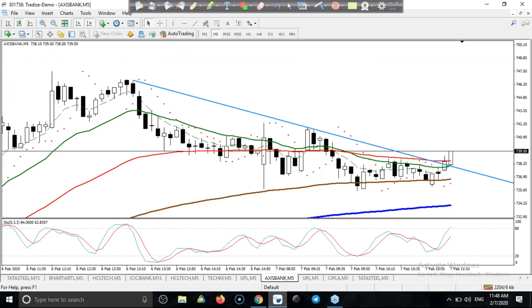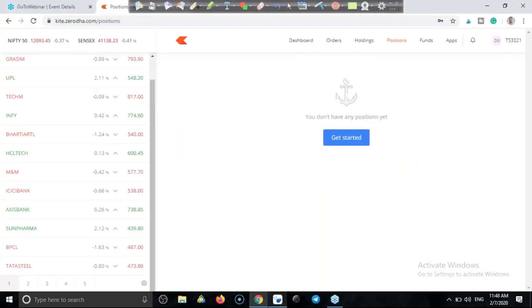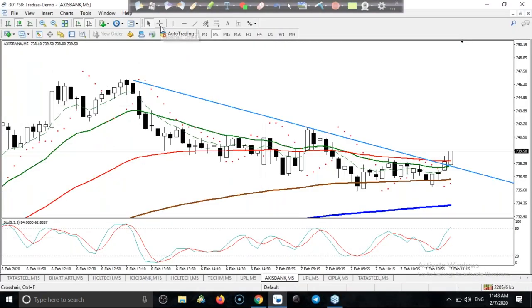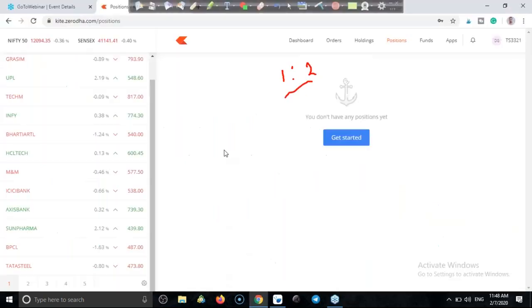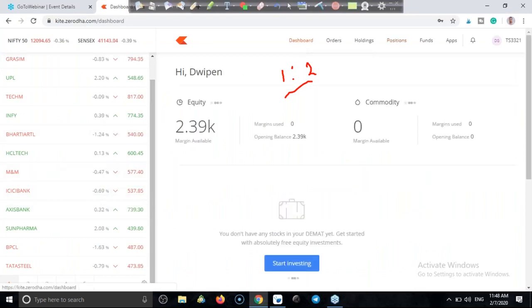Now you can see exactly where they broke here, and at that time you can see where the lower point is, somewhere here. It's just showing 3 rupees below, and our target will be 6 rupees somewhere here. We are maintaining a 1:1:2 trading ratio. So let me show you. Suppose, where is Axis Bank? Yeah, let me show you here. This is the account. Suppose it's just showing 2000.